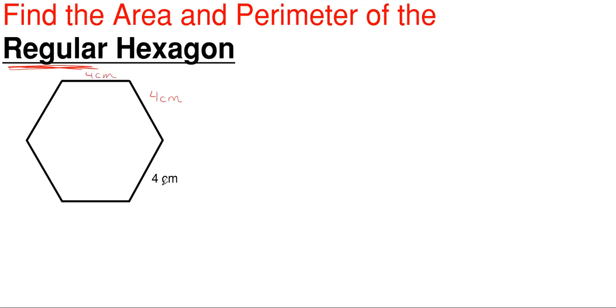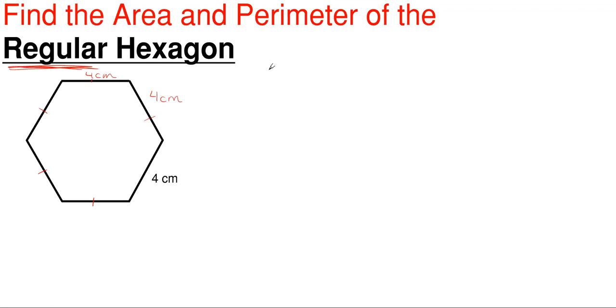And typically the way this is written is that either they will write that it's 4 centimeters all the way around for this particular shape, or they will just denote it at one point or one length, and they will have these little tick marks on it. And whenever you see these little tick marks, that means that they are all exactly the same length.